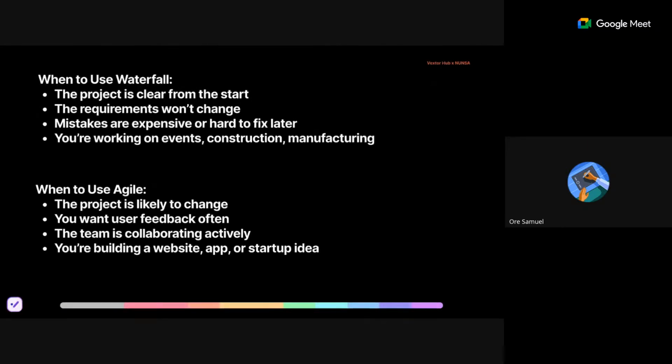But for agile, this is used mostly in the tech space, right? When they're building websites, they're building apps, startup ideas. So these are more flexible, right? They're more flexible to change. If someone tells me they don't like this about my app, I see that my users don't like this, I can always remove it, I can always change it, nothing is affected, nothing spoils, right? But it will be very, very different for a building, it will be very, very different for an event, right?